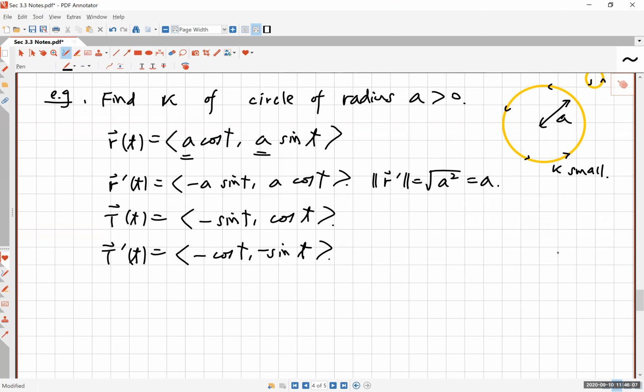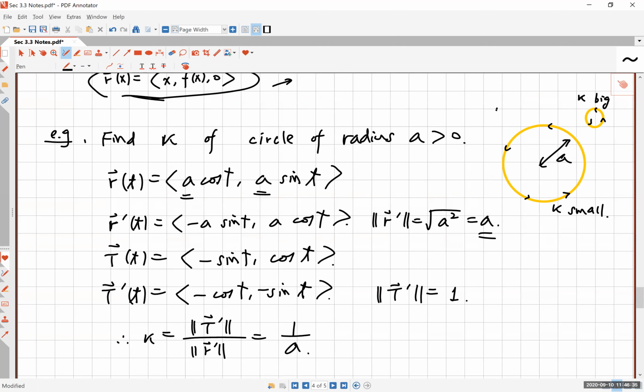Okay, so I hope you have figured this out. So this is T prime, right? And what's the norm of T prime? I mean, that's not surprising. It's cosine squared plus sine squared, which is equal to 1. All right, so the curvature should be easy to calculate now. This is the norm of this divided by the norm of r prime, which we already have right here. Okay, so it's 1 over a. And this is the curvature, right?